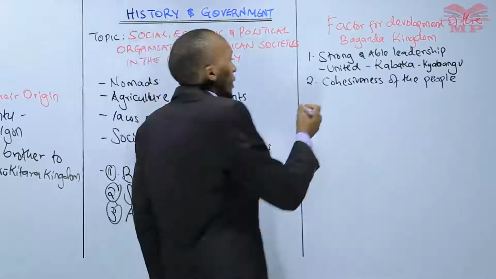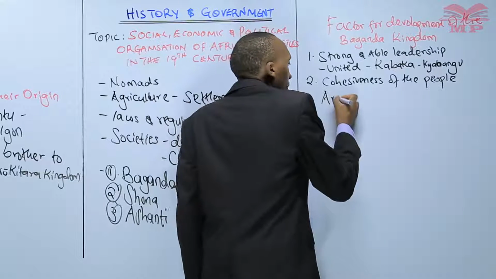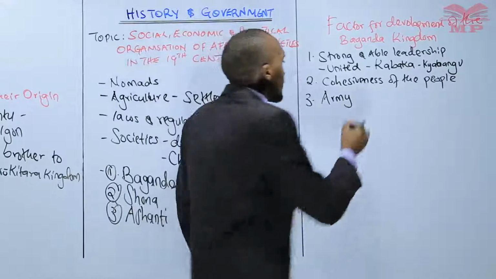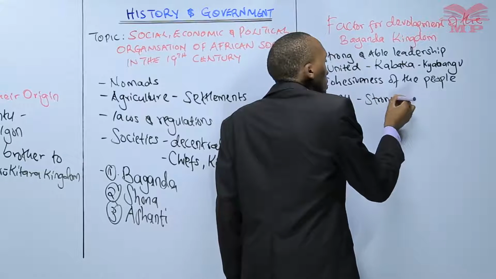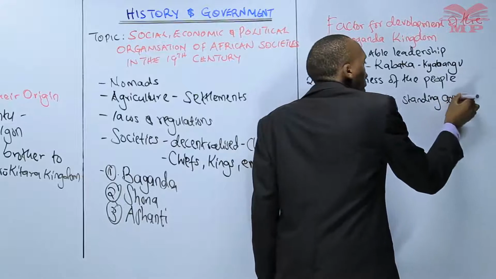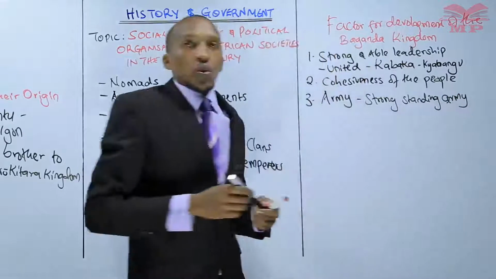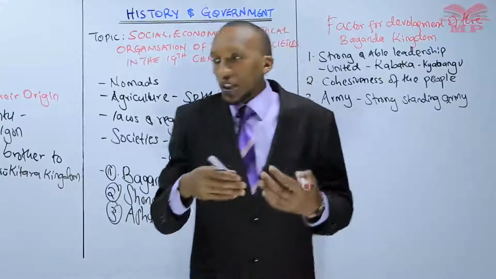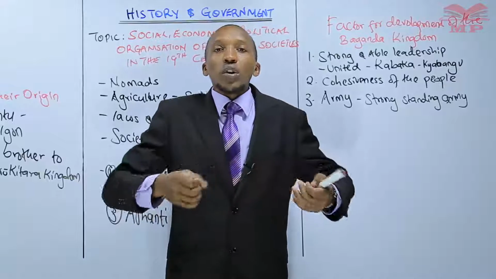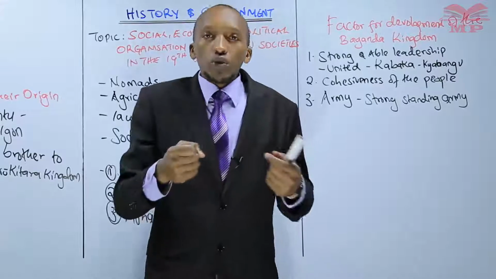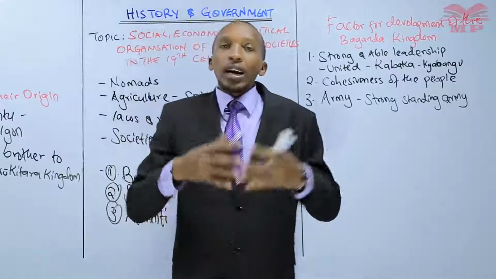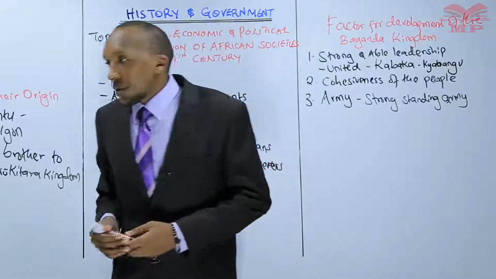That is another factor. The other one was an army. They had a very strong standing army that could protect them. It offered protection, and it was also a source of pride, because they knew they had people to protect them. So as a kingdom, they were secure. As a people, they knew they had enough protection.